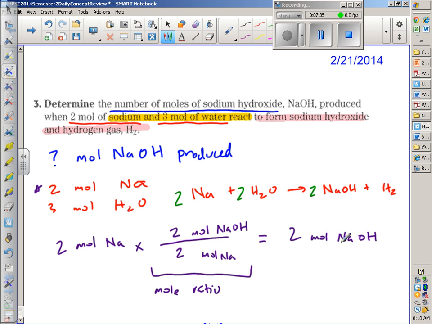Okay? Can you tell me what else we'll have? If we put 2 moles of sodium and 3 moles of water in a container and said go react, there will be 2 moles of sodium hydroxide in that container. There'll also be a couple other things. Discuss with the person next to you what other things will be in that container. Go.